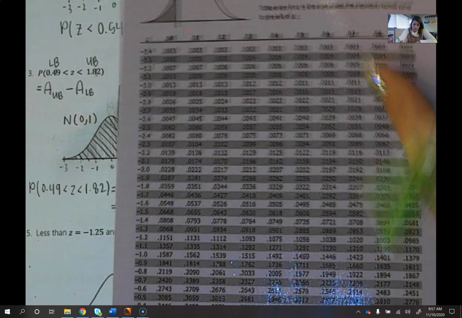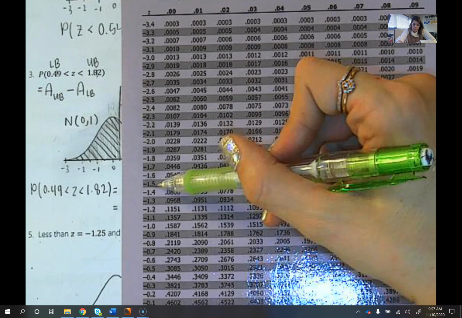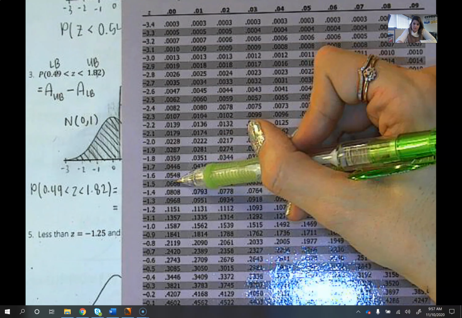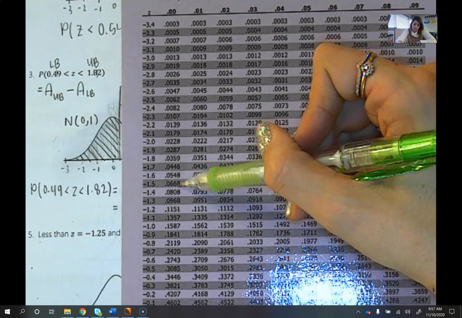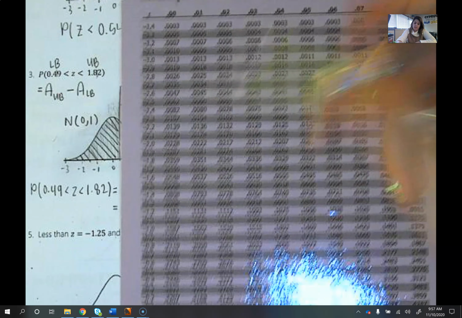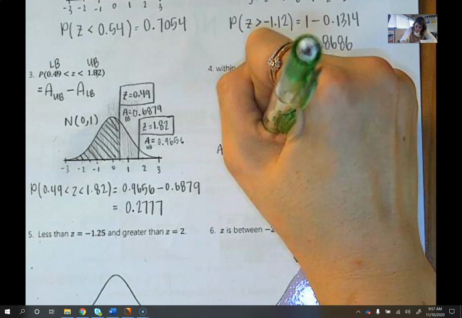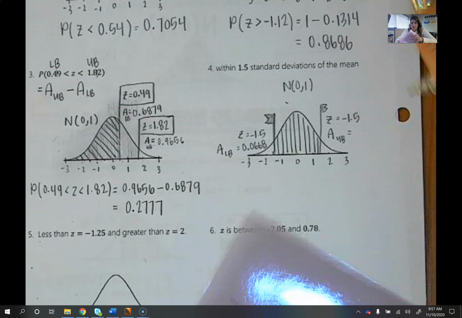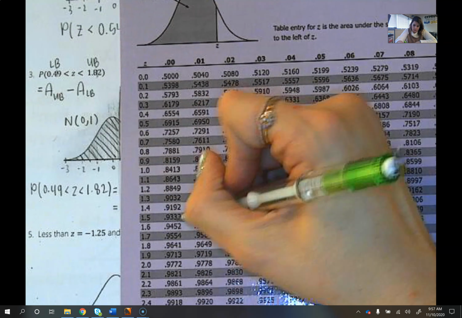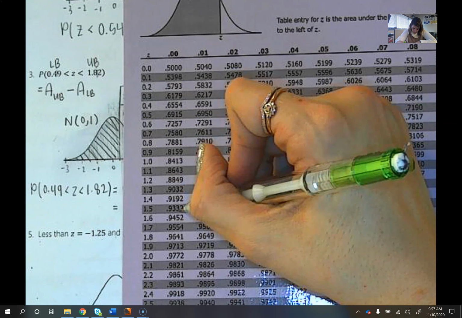Lower bound, we're going to negative 1.50, because there's nothing after the 5. So negative 1.50 gives us 0.0668. The area for the upper bound is 0.9332.